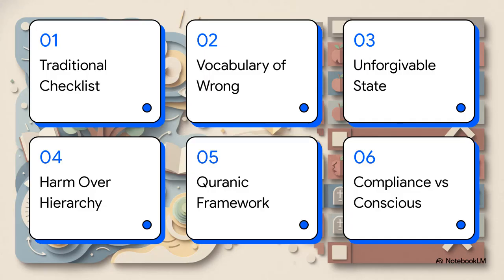Here is our roadmap for today. We'll start with the traditional sin checklist, then move into the vocabulary of wrongdoing. From there, we'll identify the unforgivable state, see how the text prioritizes harm over hierarchy, outline the actual Quranic framework, and finally, contrast compliance versus consciousness.